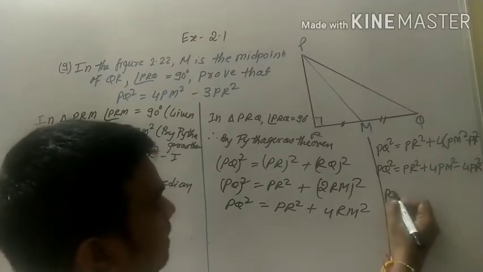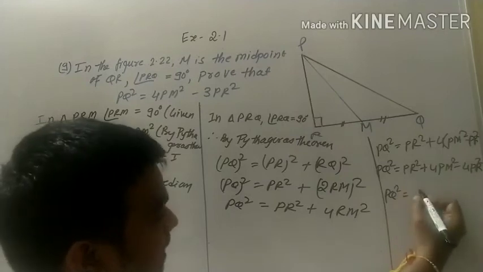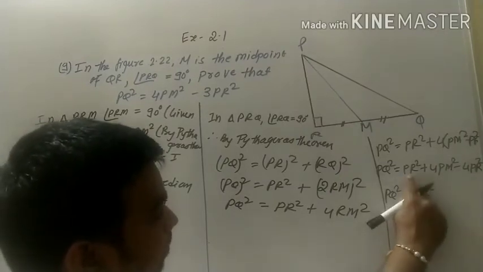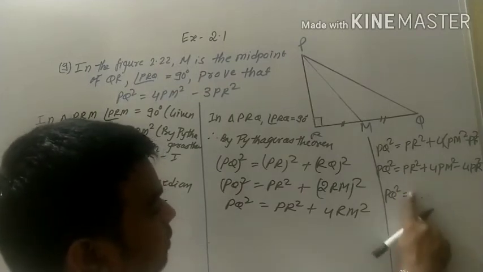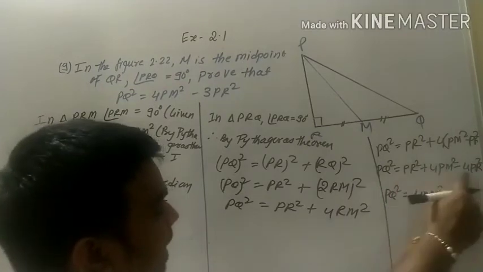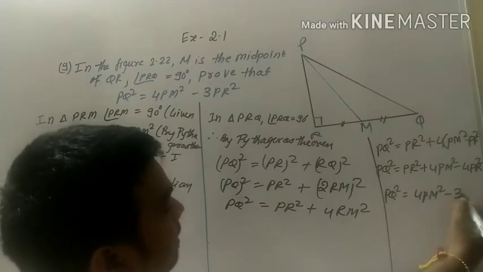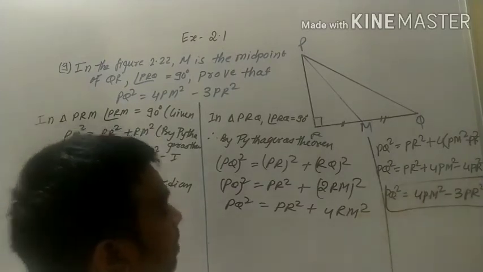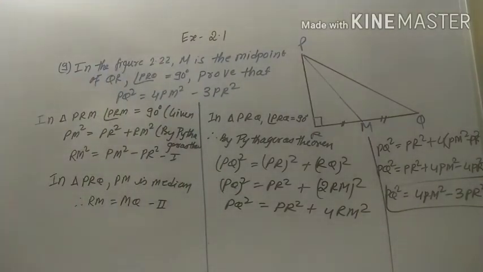So PQ square is equal to PR square plus 4 PM square minus 4 PR square. First we take 4 PM square, and PR square minus 4 PR square is minus 3 PR square. So that is our proof. PQ square is equal to 4 PM square minus 3 PR square. This is our proof.